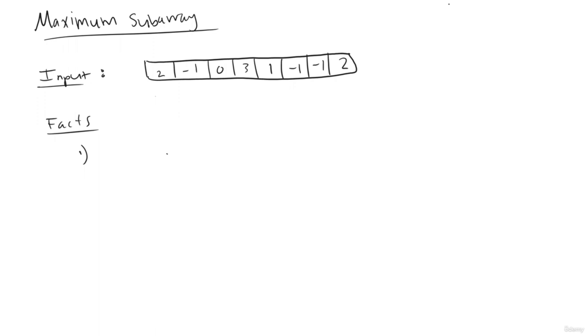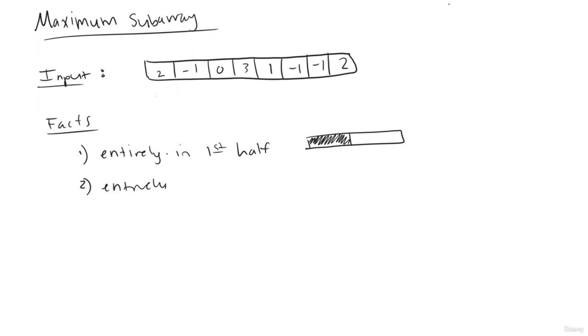One, if there is a maximum subarray, it's entirely in the first half of the array. You can't really argue that. If there is a maximum subarray, one possibility is that it's entirely in the first half. The second one is that it's entirely in the second half. That's true. If we do have a maximum subarray, it's either entirely in the first half or entirely in the second half, where the half is determined by a midpoint. Here we have 8 items, and so the midpoint would be right here. This would be the first half, and this would be the second half.